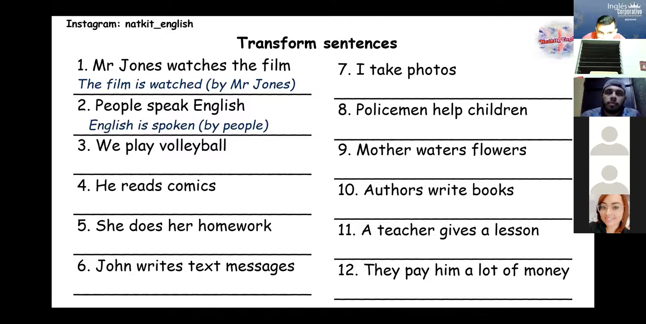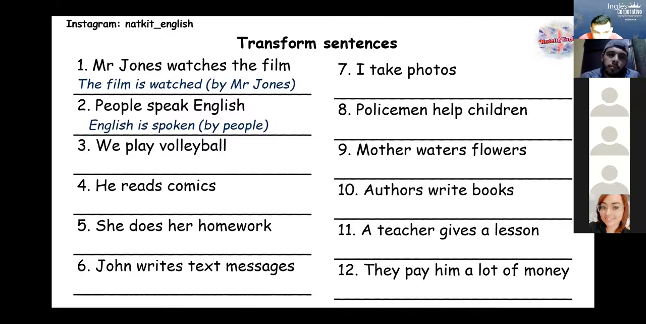Veamos, el número tres, we play volleyball. Volleyball is played. Use is. Volleyball are playing? Volleyball está en singular. Volleyball is play. Excellent. Volleyball is played by us.